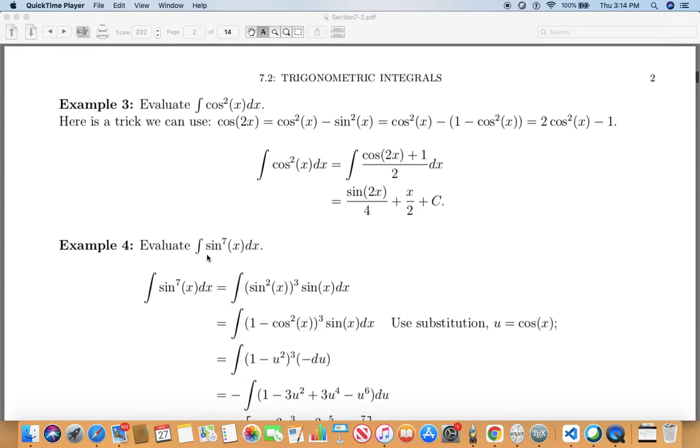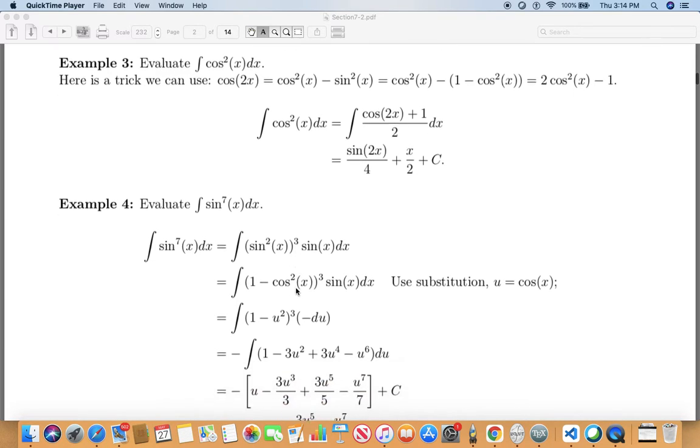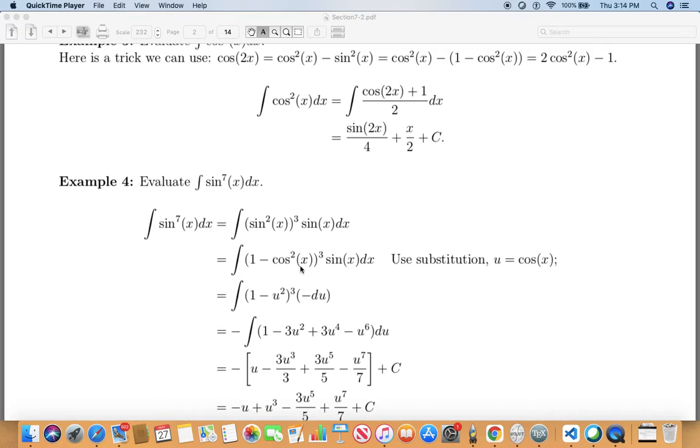Now here is: evaluate the integral of sine to the power 7 of x. Now this is an odd power. What do we do when we have an odd power? Remove one of the powers aside and split the even power. If I remove one sine here, 6 are left. I write it as sine squared to the power 3. What is sine squared? 1 minus cosine squared. So 1 minus cosine squared, the whole power 3, times sine x dx.